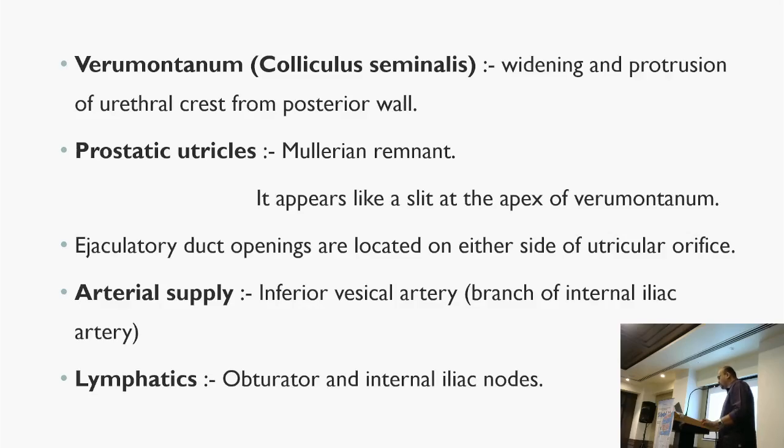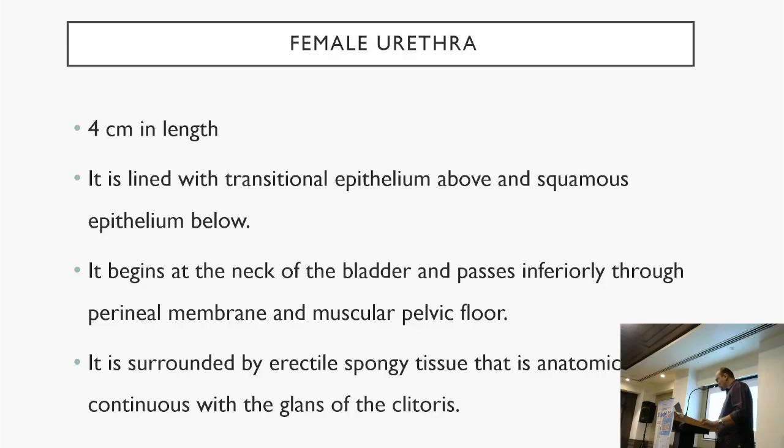Arterial supply is through the inferior vesical artery, which is a branch of the internal iliac artery, and lymphatics drain to the obturator and internal iliac nodes. Now coming to the female urethra, which is 4 centimeters in length. It is lined by transitional epithelium above and squamous epithelium below. It begins at the neck of the bladder and passes inferiorly through the perineal membrane and muscular pelvic floor.